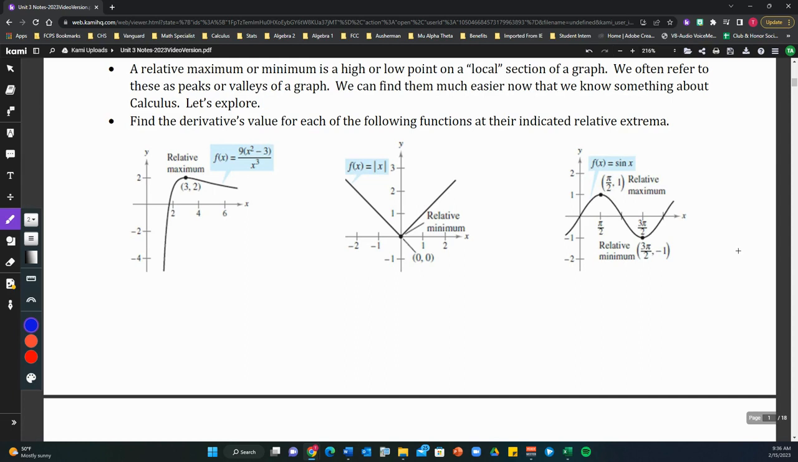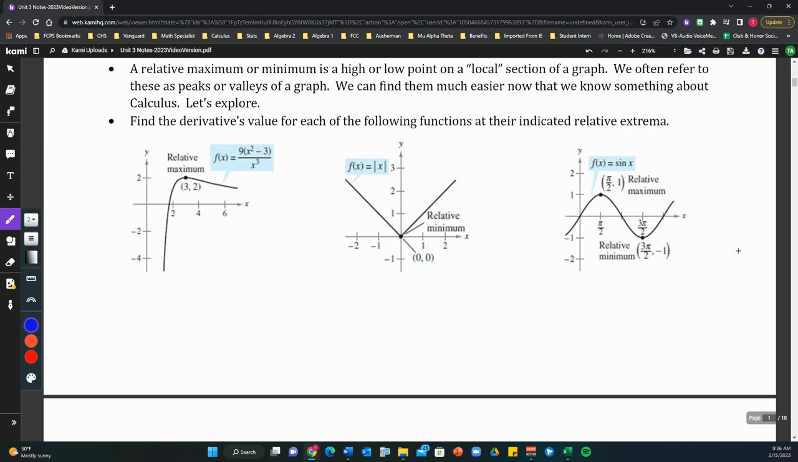So for the first graph, we have a relative maximum. You can see the graph is really, really steep, and then it flattens out very quickly, and we reach a maximum, and then it takes off. So it starts to decrease after this. It just doesn't do it in a very quick manner, but it's still technically decreasing. So we reach a relative maximum up at this point, and they want to know what is the derivative's value at this point. So we're going to take the derivative of this function.